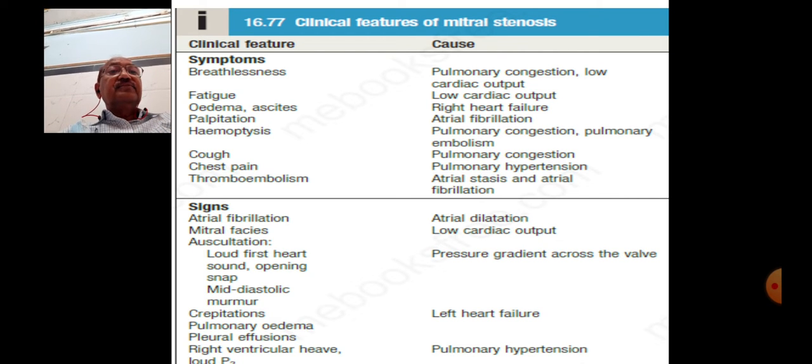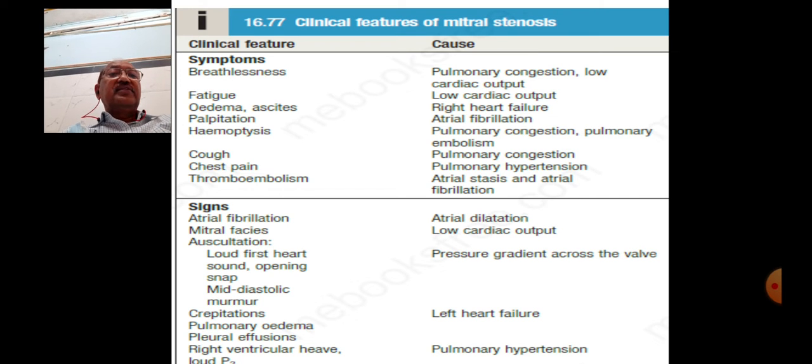Cough, pulmonary congestion, chest pain by pulmonary hypertension, and thromboembolism due to the formation of clot in the left atrial appendage as well as in the LA, especially when atrial fibrillation is there. Regarding the signs, we can have atrial fibrillation leading to atrial dilatation.